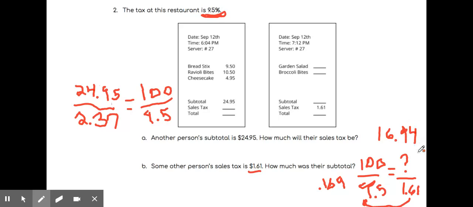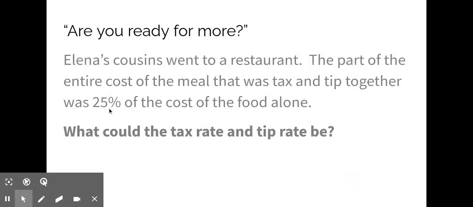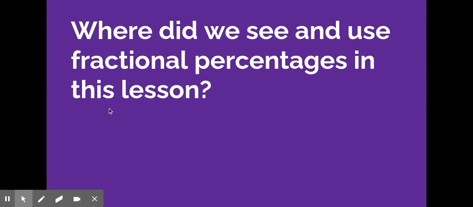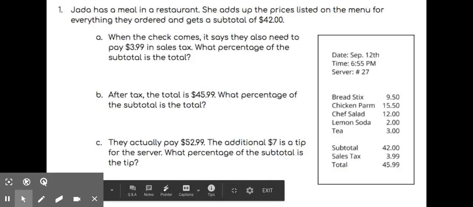So that would go where the question mark is. Okay. So the key here, though, is to really focus on using those proportions to help you solve the problems. Because in using those proportions, you can actually find the answer to any percentage problem, no matter what you're working with.